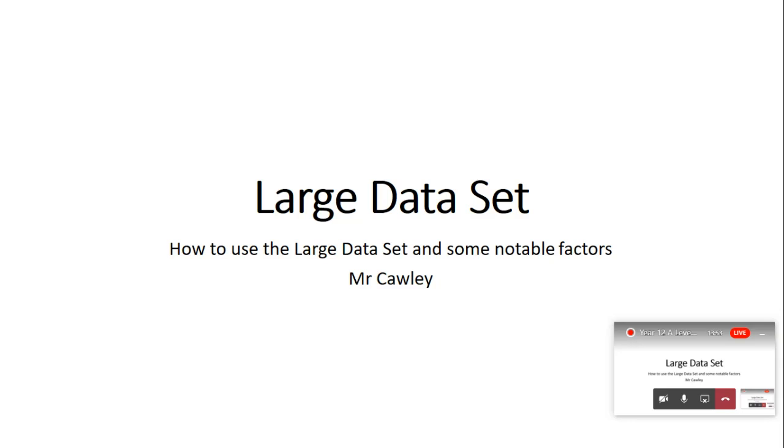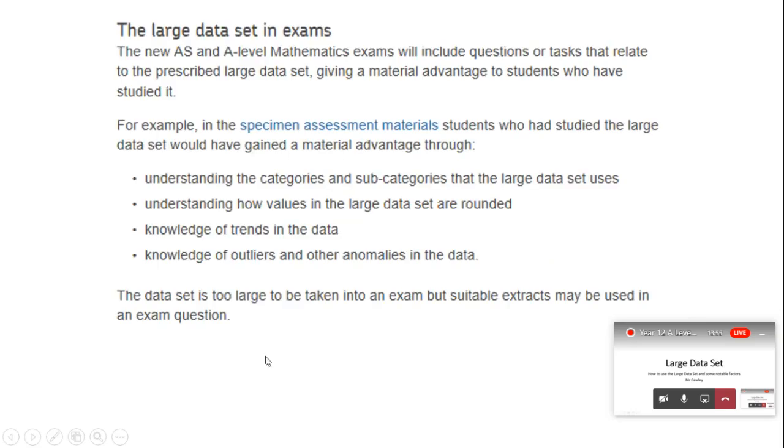So a few things before we start looking at it. This is taken from the AQA website and just describes a bit about what the large data set is. Obviously it is going to be for your exam and there will be some specimen materials, but there aren't that many at the moment. But those bullet points are particularly things that you need to be aware of. You need to understand the categories and subcategories that the large data set uses. That's really base level.